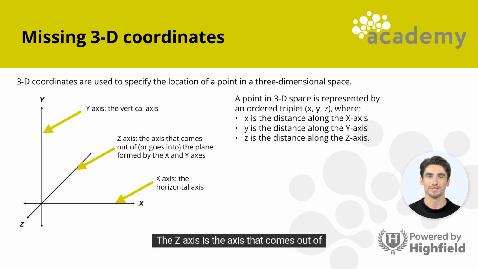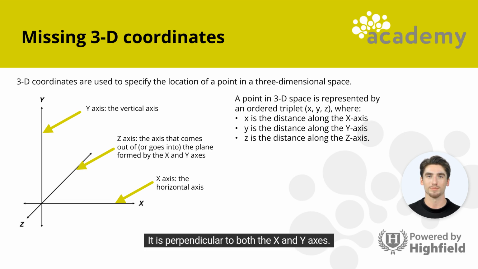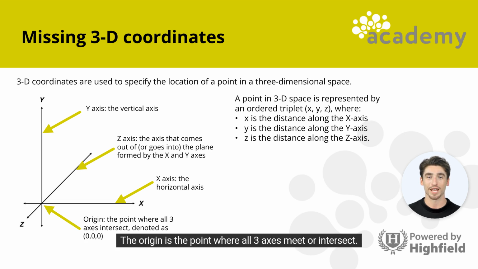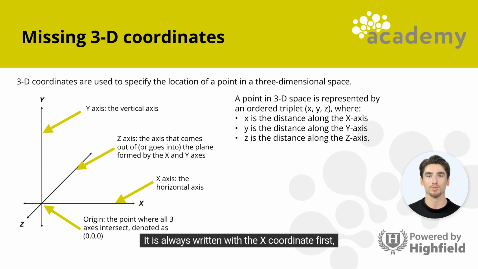The z-axis is the axis that comes out of, or goes into, the plane formed by the x and y axes. It is perpendicular to both the x and y axes. The origin is the point where all 3 axes meet or intersect. It is always denoted as 0, 0, 0. It is always written with the x-coordinate first, the y-coordinate in the middle, and the z-coordinate at the end.